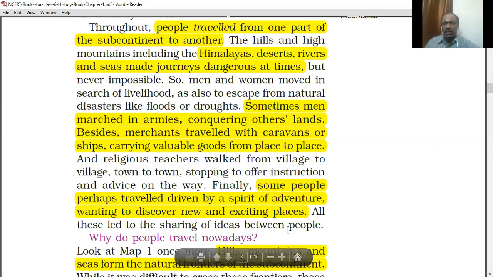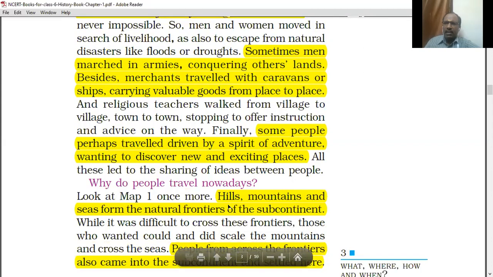Why do people travel nowadays? Nowadays, we have so many kinds of work. People are moving for studies. People are moving for their work, definitely for their livelihood, or even traveling for sport tours and religious tours. We see excursions and many more, even for adventures in the interior parts of forest areas.